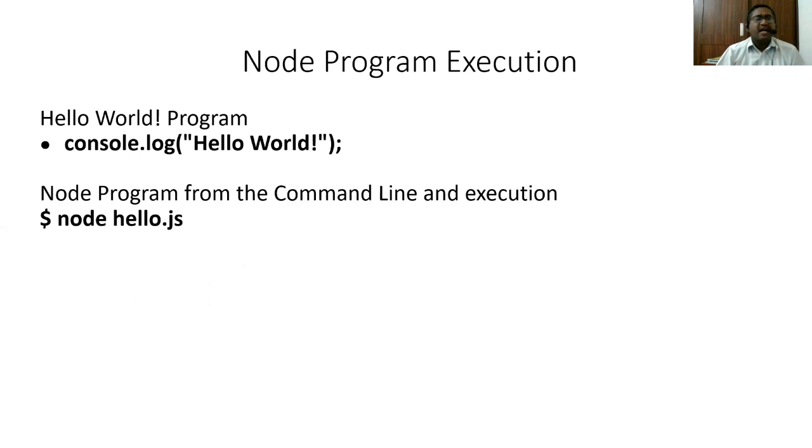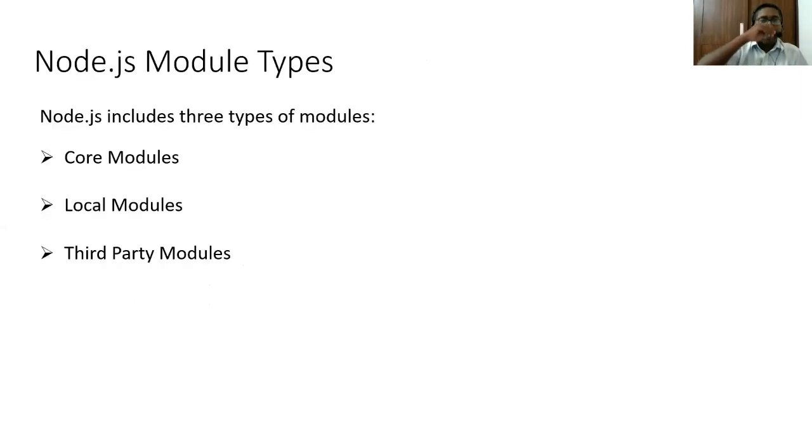Hello world, and node hello.js. So that is the execution type. You can create a program like hello.js and put console.log of hello world. And for execution, node hello.js, so automatically your output, hello world, will display.